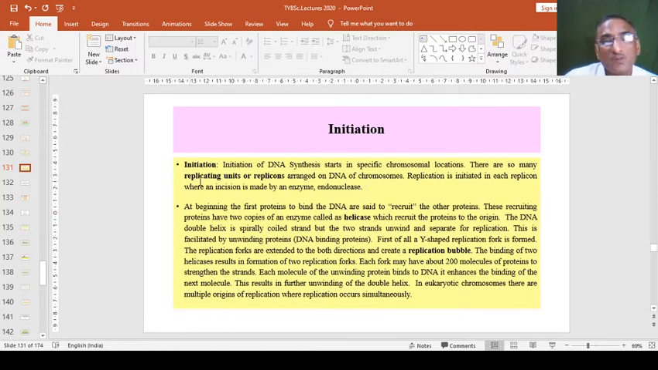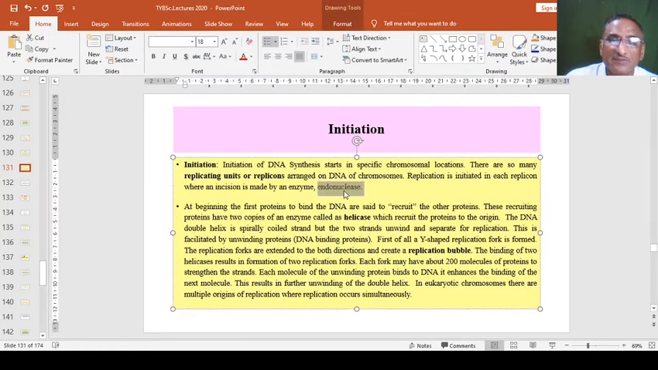At the point of replication, what happens? The enzyme endonuclease causes the incision, or we can say a small break, from where the strand divides into two and the replication actually starts. So the enzyme endonuclease is responsible for the formation of the replication strand.